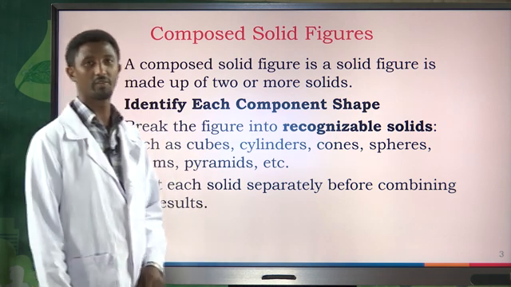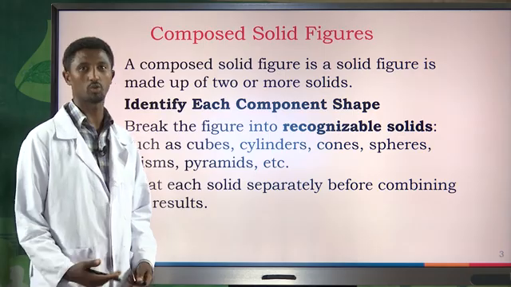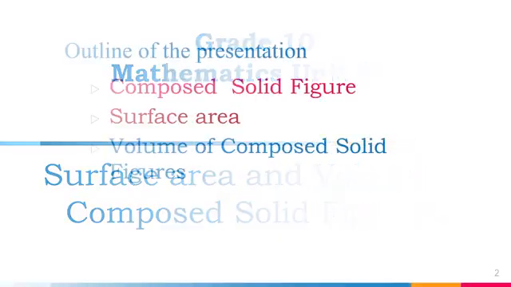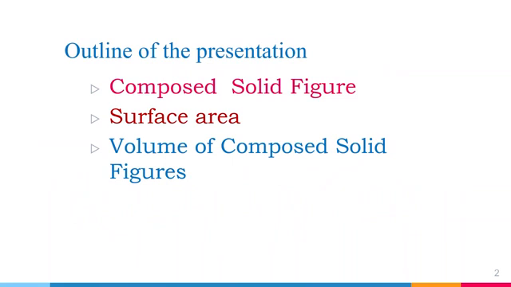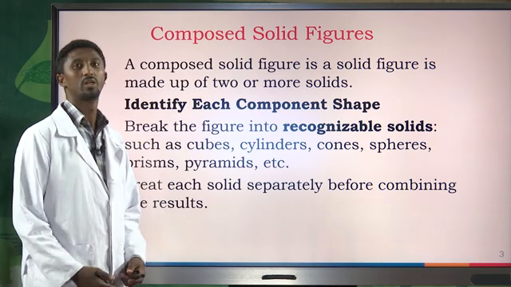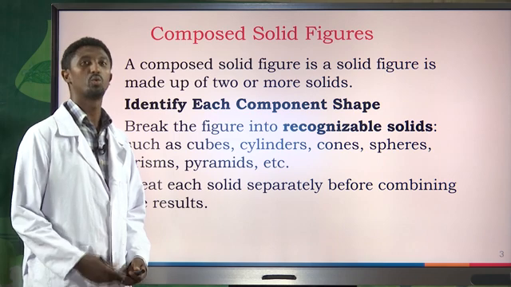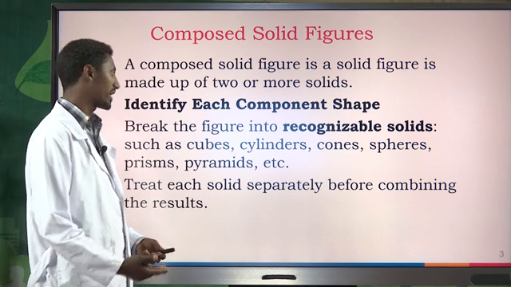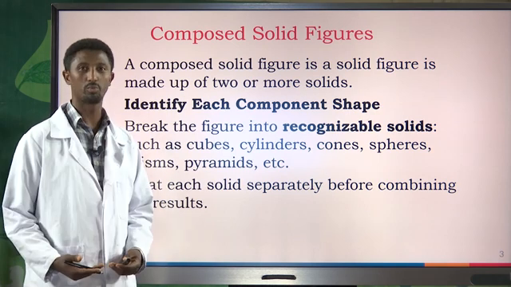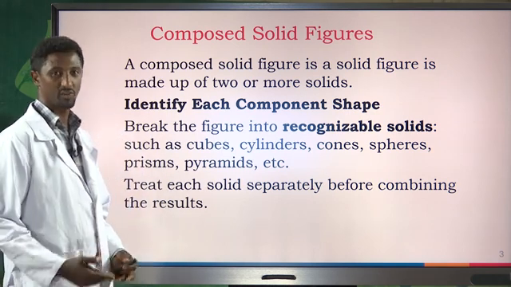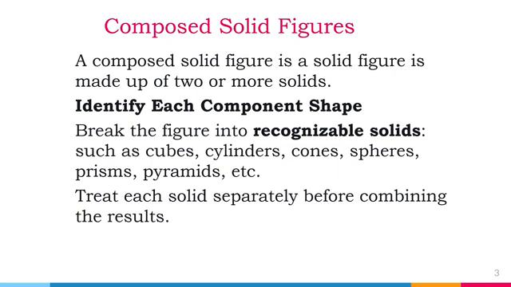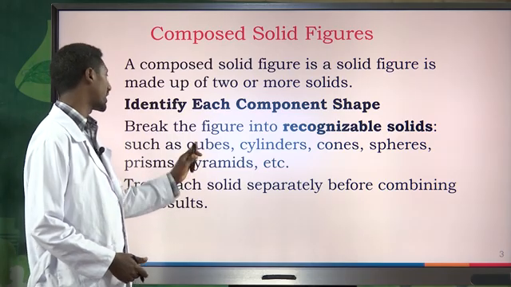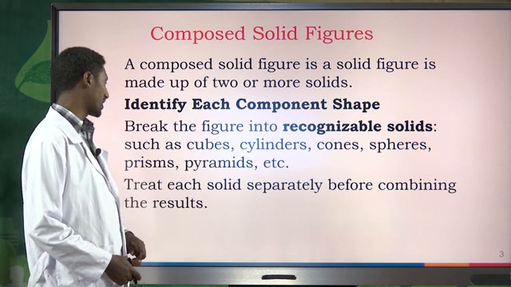So a composite solid figure is a solid figure which is made up of two or more solid figures. So identify each component of a given shape before we compute the volume or the surface area. Break the figure into recognizable solids such as cube, cylinder, cone, maybe sphere, a pyramid, and prisms. So we'll try to break a given composite solid figure into recognizable solids, some of which are listed here.